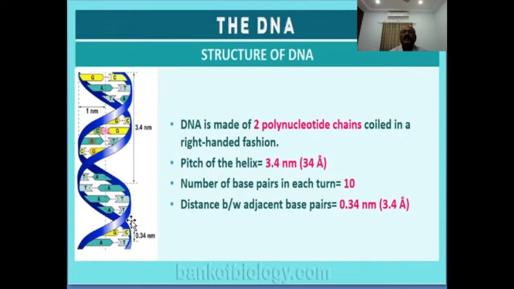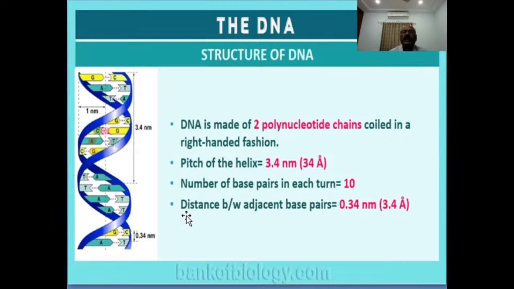That means 10 angstroms is equal to 1 nanometer. So from here to here, 10 pairs of nucleotides are there. 10 pairs means 20. So 10 base pairs. 20 nucleotides are there.